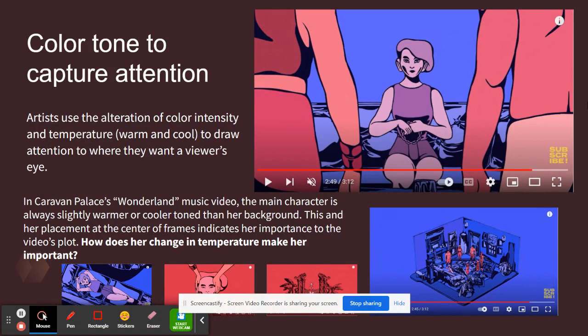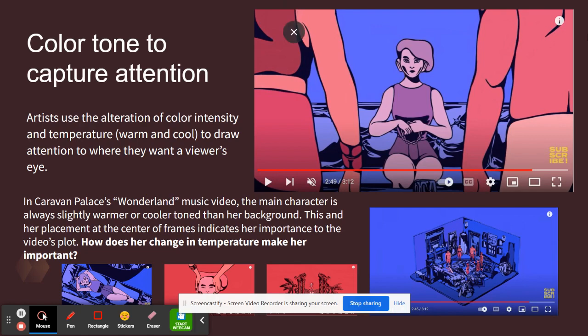Color tone to capture attention. Artists use the alteration of color intensity and temperature, that is to say, warm and cool, to draw attention to where they want a viewer's eye. So on the screen, you can see several screenshots from Caravan Palace's Wonderland music video. In this music video, the main character is always slightly warmer or cooler toned than her background. This and her placement at the center of frame indicates her importance to the video's plot.